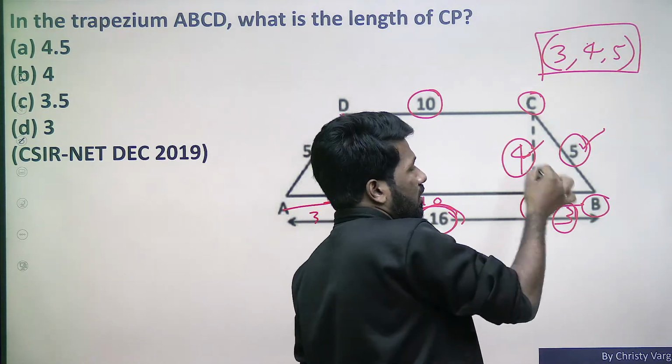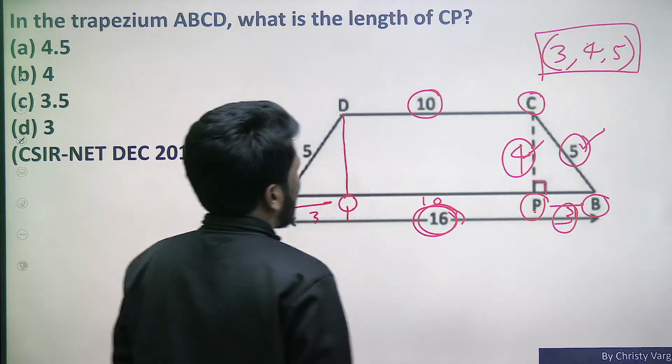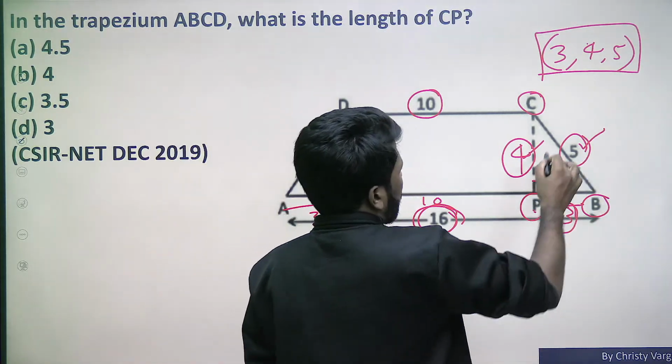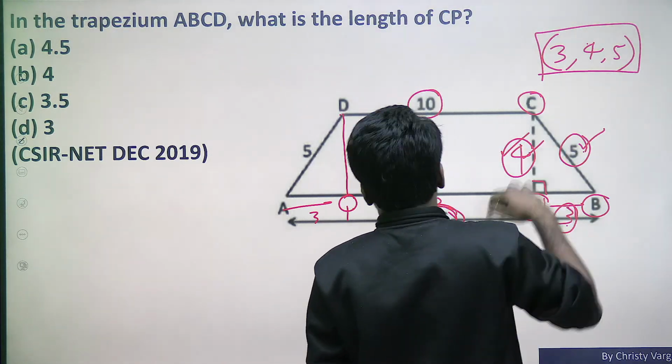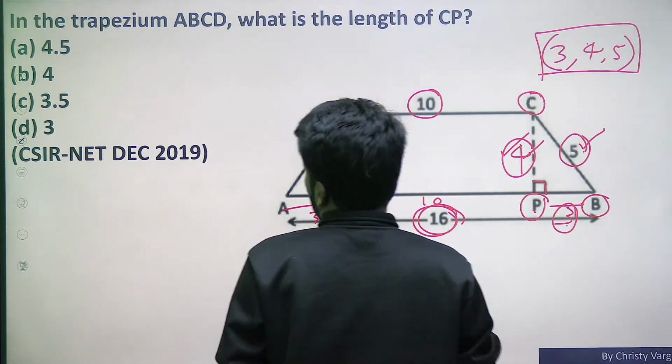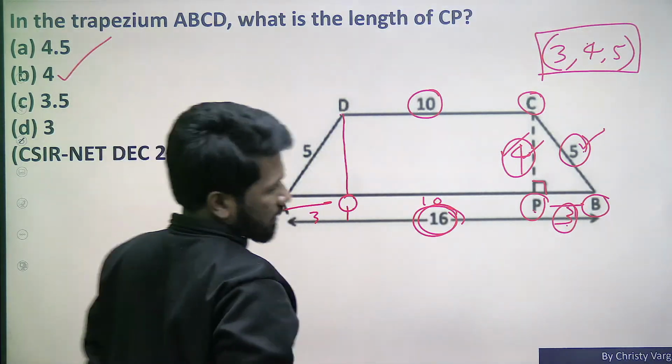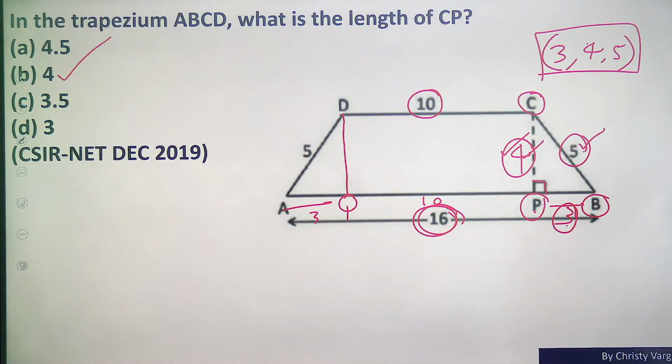Yeah, it will be useful in bigger value cases more. So anyway, this will be 4. If you don't know the Pythagorean triplet, then you have to do the square root of 5 squared minus 3 squared. That will also give you 4 only, and the CP length will be 4. Option B is the answer. All of you understood or not? Please respond in the chat. Is it clear, all of you?